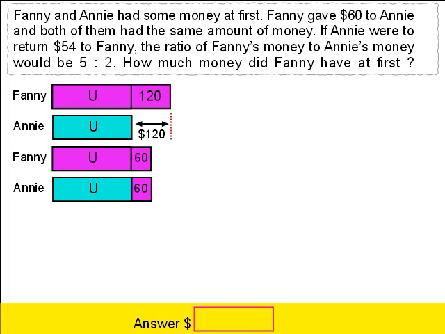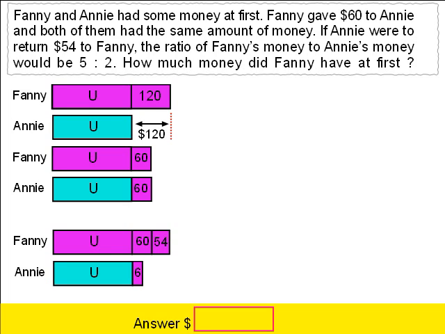The question says that if Annie were to return $54 back to Fanny, the new ratio of Fanny's money to Annie's money would be 5:2, 5 parts to 2 parts. So now we return $54 from Annie back to Fanny. So Fanny's model will be 1 unit plus 60 plus $54. As for Annie, she would have 1 unit and then $6 left, because she has 60, so giving away 54, she has $6 left.